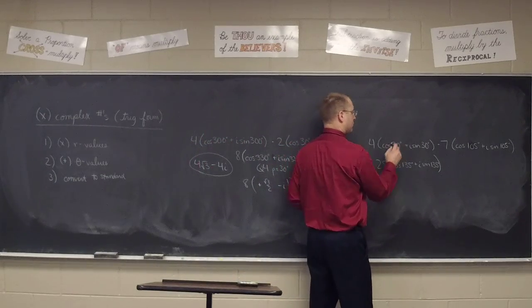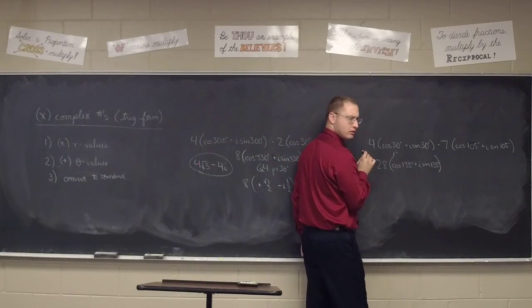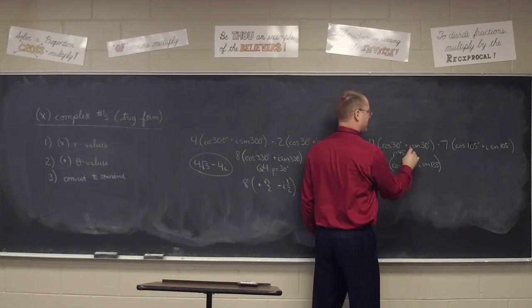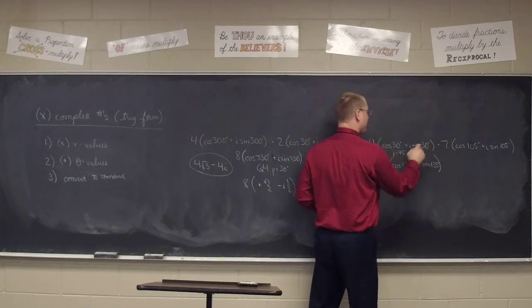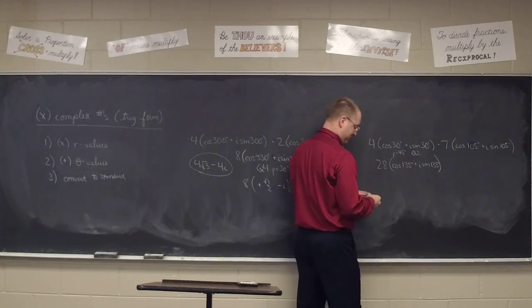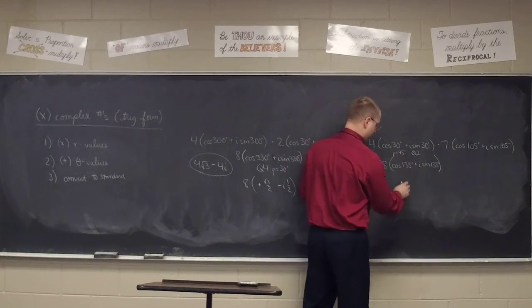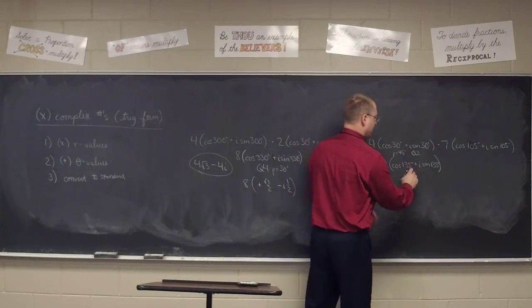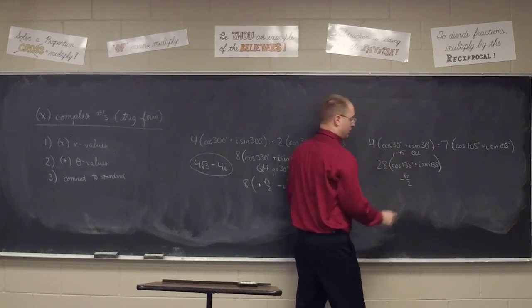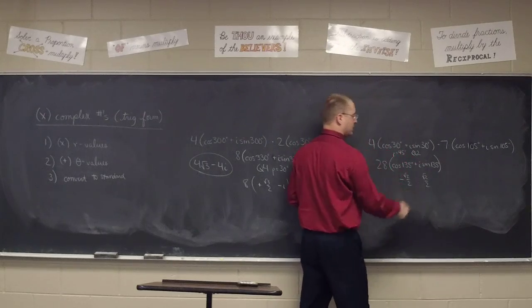Reference angle? 45. I thought I heard 35. I'm like, since when is that a special angle? Quadrant 2. And so the cosine of 45? Square root of 2 over 2, but cosine in quadrant 2 is negative. Sine of 45, and in quadrant 2, sine is positive.